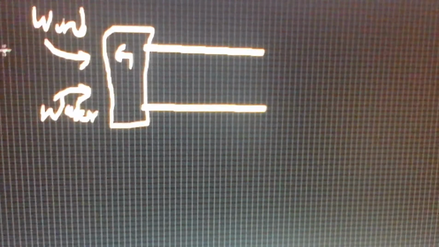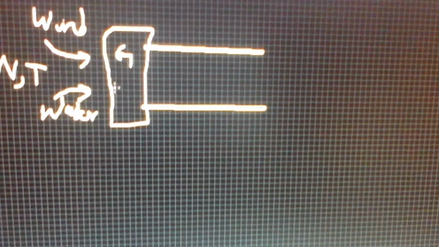We have our power lines, and there is a generator here that is generating electricity from different sources of energy like wind, or water, or nuclear power, or thermal power, or something else. All these help in generating the electricity. Now, why is alternating current generated?